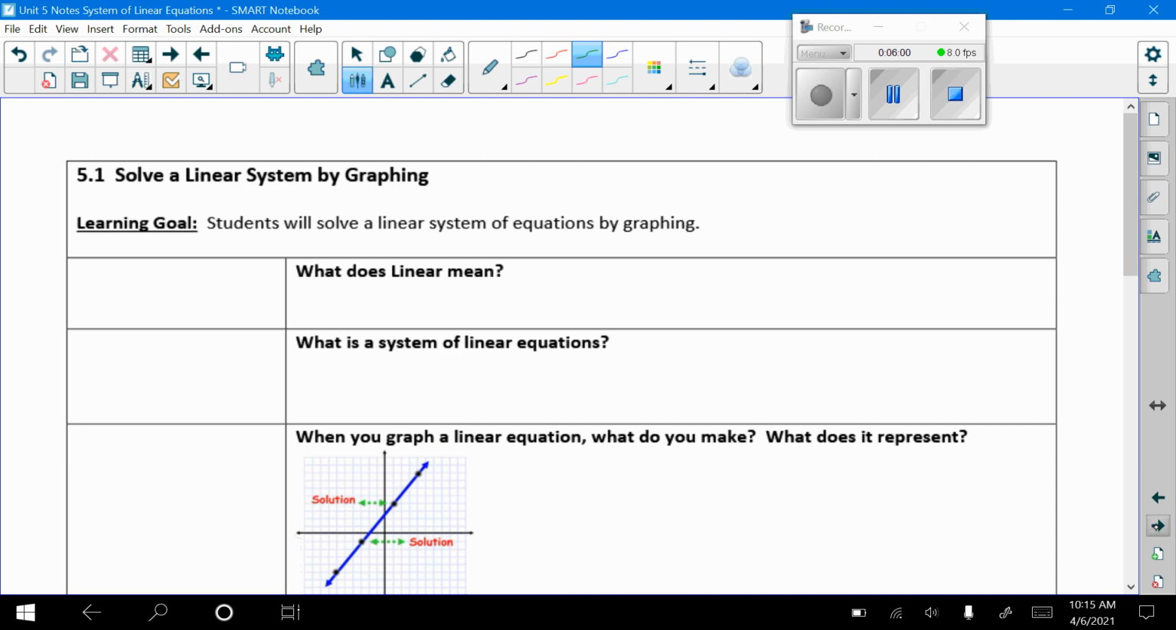And the next page. Here's where we're actually starting in with solving systems of linear equations. So as we get into solving systems by graphing, what does linear mean? Let's talk about what linear means. Well, linear means it has a straight line. Okay, so then what is a system of linear equations? It's going to be more than one line.